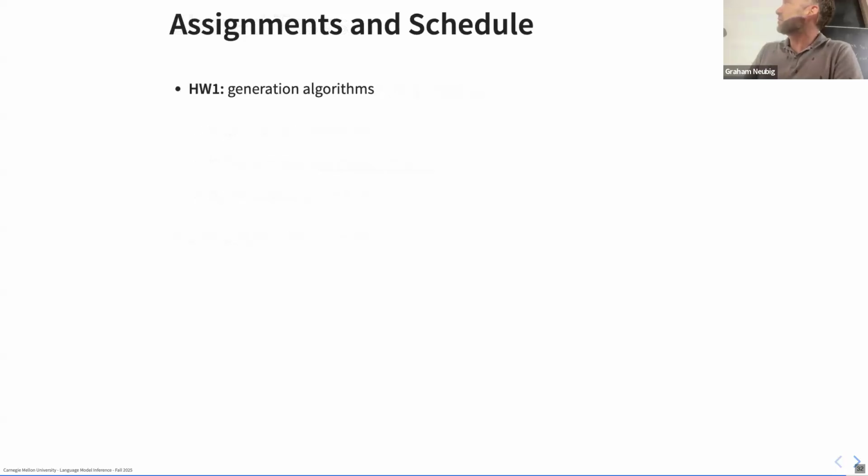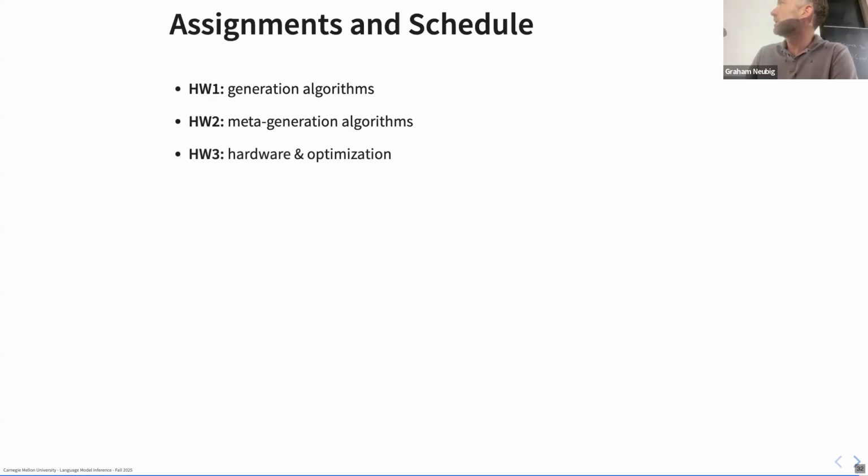Then the assignments, what they're going to look like is the first one's going to be on generation algorithms. We have the actual schedule on the site, but this is roughly the end of September. The second is meta generation algorithms, things like re-ranking or minimum Bayes risk, and this is going to be roughly the end of October. Hardware and optimization is going to be roughly the end of November.